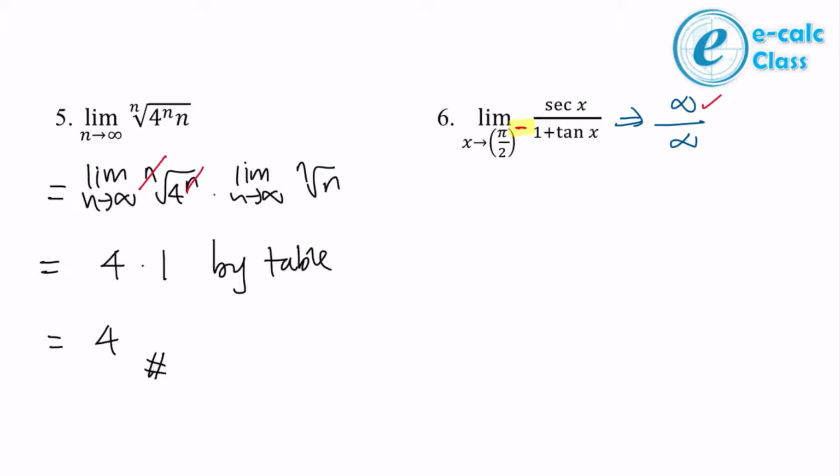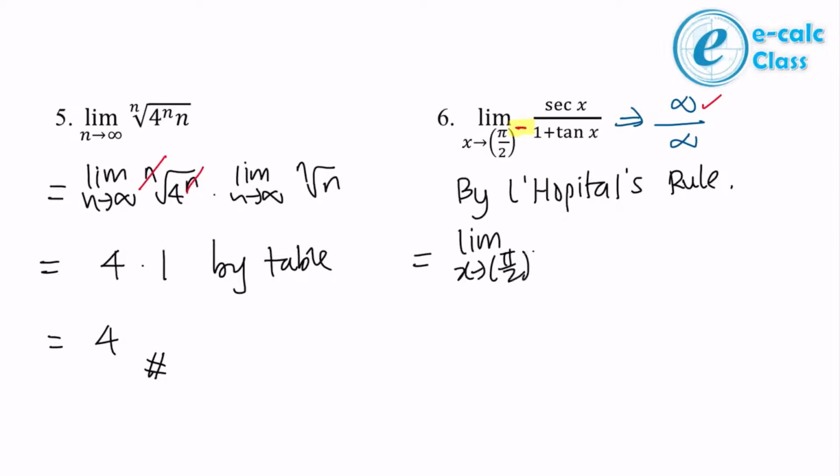If you try the hedge approach, you will still get the same thing at the end of the day. So we directly use L'Hopital's rule. If you know how to differentiate this trigonometric function, then it will be good.